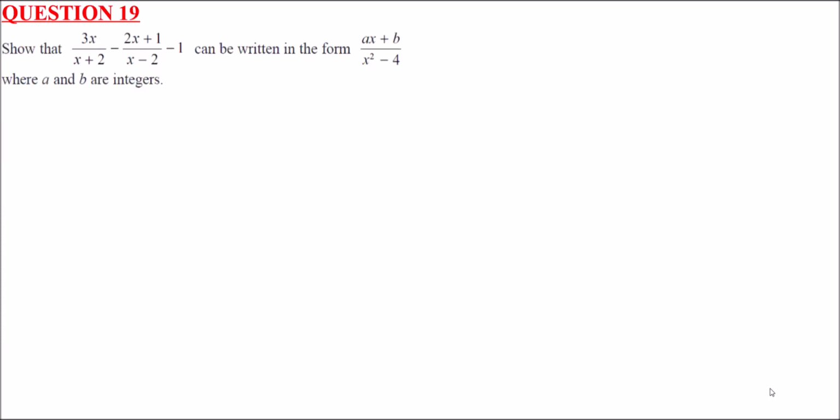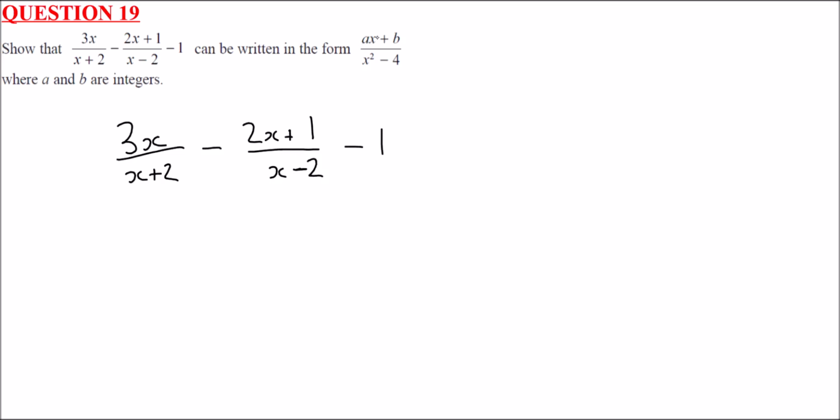Question 19, we have to show that these fractions, one minus the other minus 1, can be written in the form ax plus b all over x squared minus 4, where a and b are integers. I'm going to just write this down using my pen. So we've got 3x over x plus 2, minus 2x plus 1 over x minus 2, minus an extra 1.